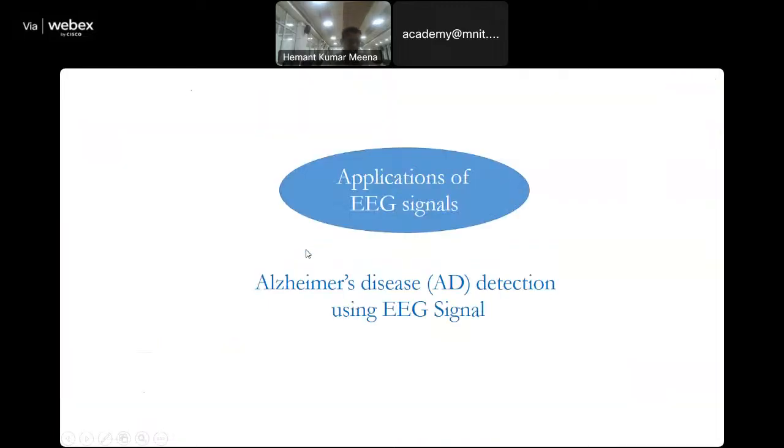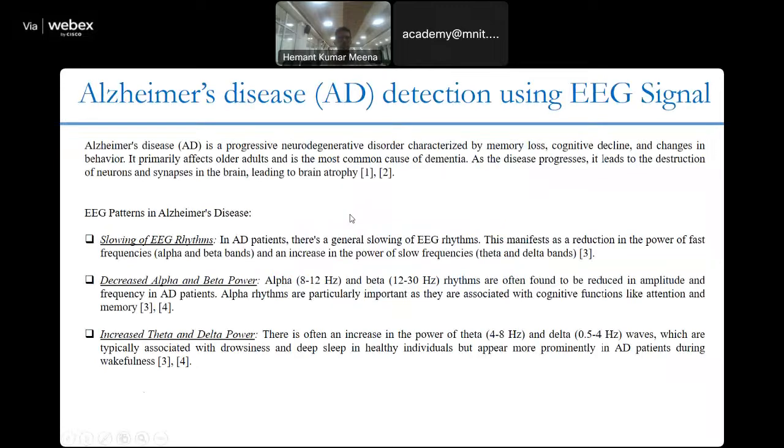Applications of EEG signal. Starting with Alzheimer disease detection using EEG signals. What is Alzheimer? As you would be aware, the person has memory loss with age. What happens? Cognitive decline and changes in behavior.